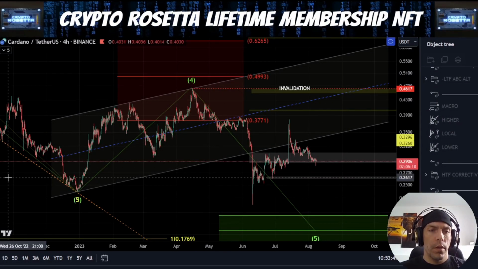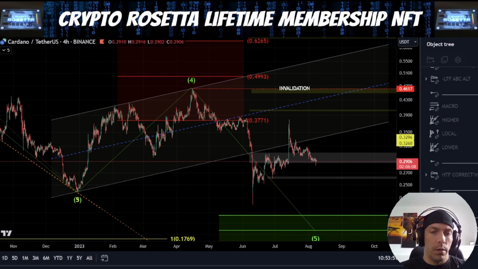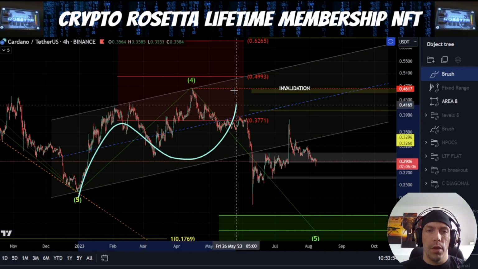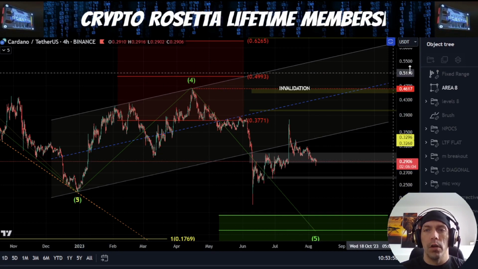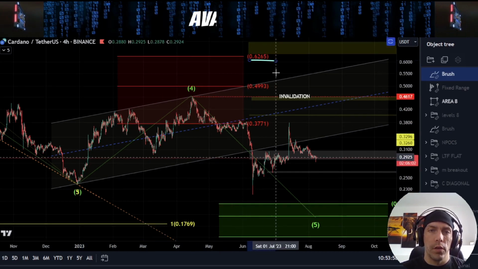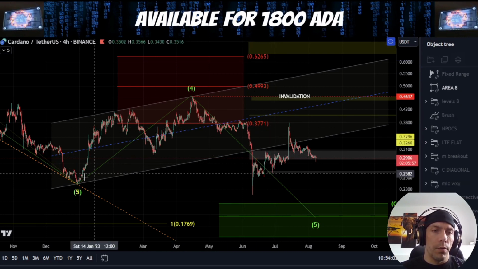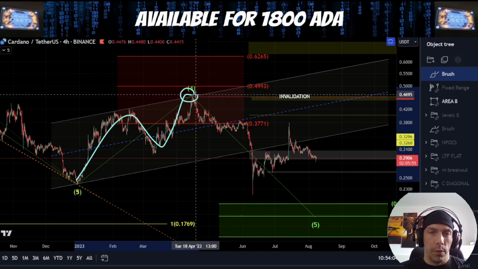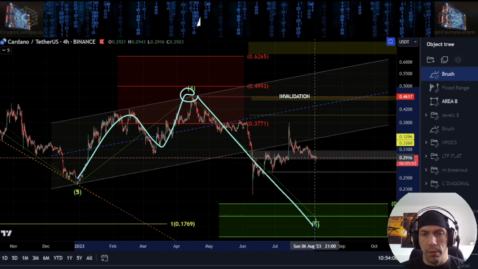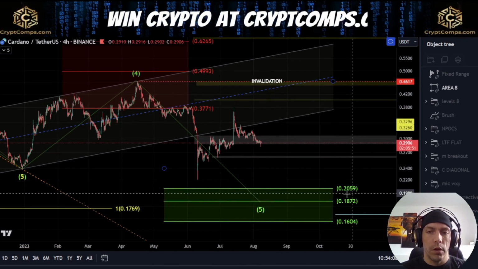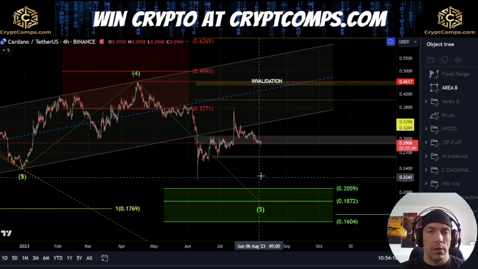Okay, so we're going to go over the higher time frame idea here. What we were saying is that this could potentially be a fourth wave into this high. Now our target area for fourth wave is between this 62.65 to this 37.71. Now, if this is actually just a completed fourth wave into this high, what we'd be looking for would be a 5-wave move to the downside. Possible target, this 20 cents 59 to this 1604.